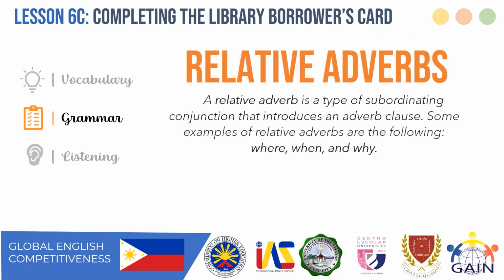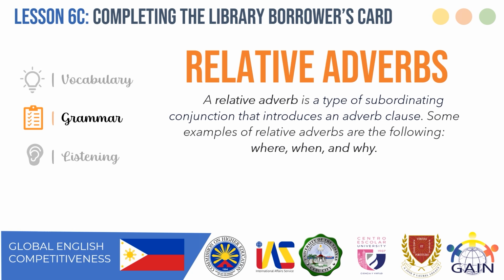Now moving on to our next grammar lesson. A relative adverb is a type of subordinating conjunction that introduces an adverb clause. Some examples of relative adverbs are the following: where, when, and why. For places, we use where. For time, we use when. And for reason, we use why.